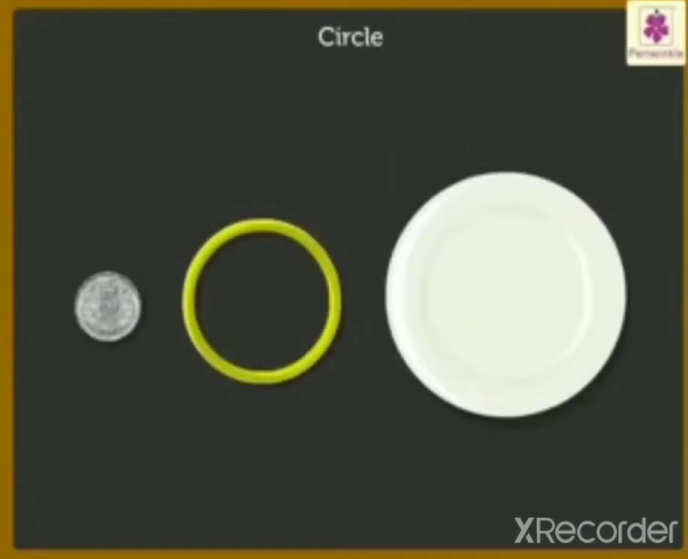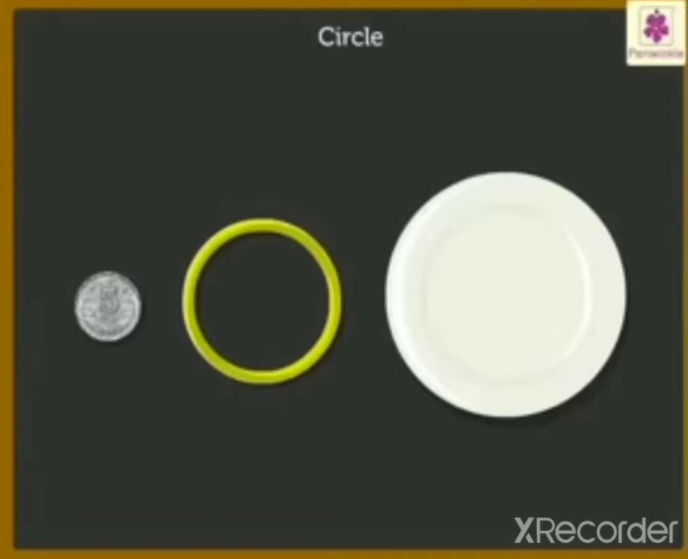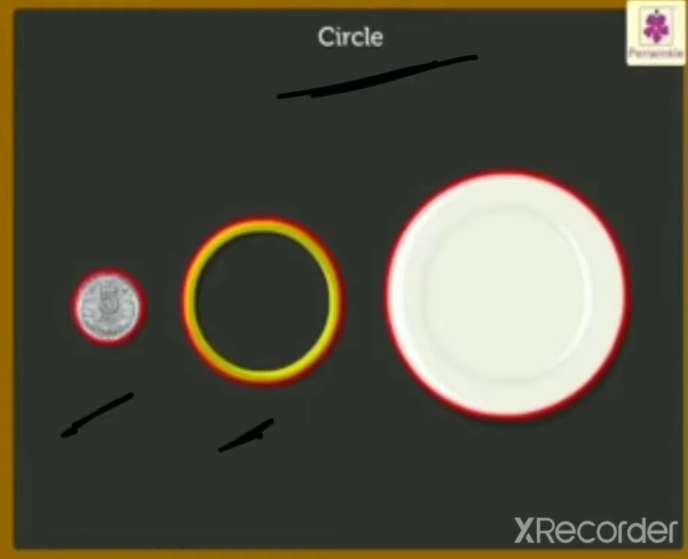Good morning, students. Today our topic is circle. We have already learned about circle. What is circle? We will discuss about circle. We will discuss about its different parts one by one, and then we will discuss how we can draw a circle. Now you can see in this picture there are different circles of different size.